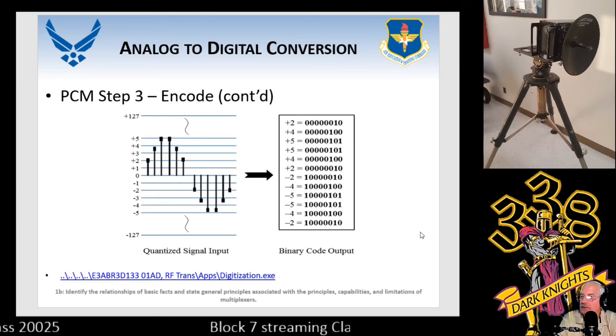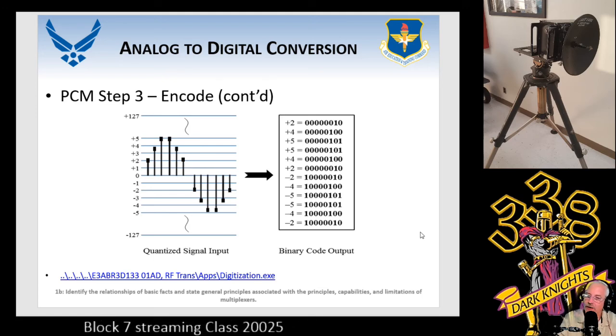So, any questions on PCM? Quantizing, you had sampling, quantizing, and encoding. That's how it gets to the 8-bit code. So you're taking an analog signal, and by the time it all comes out, you have a digitized signal. That's how your PCM works in the PRIC 150.